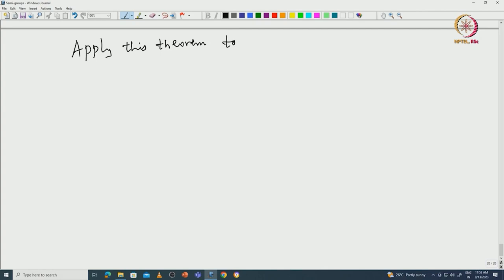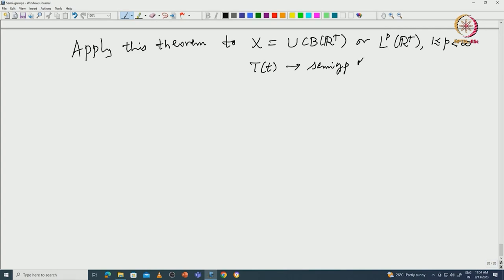Okay. So I am not going to prove this, but we apply this theorem to X equal to UCB(R+), or this already discussed L^p(R+), again 1 less than or equal to p less than infinity, and T(t) is the semigroup of left translations. So what do we get? We are only applying the first part of this theorem. Okay. So let me state that.